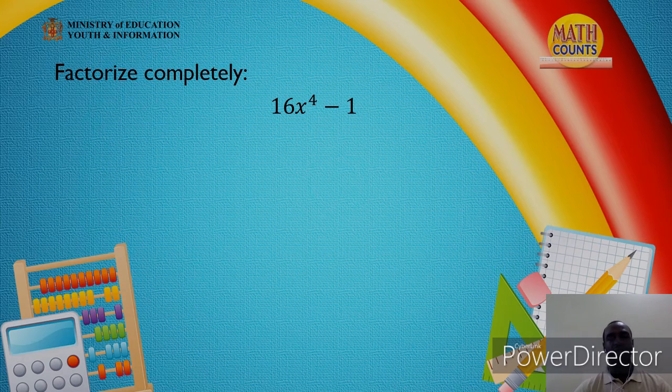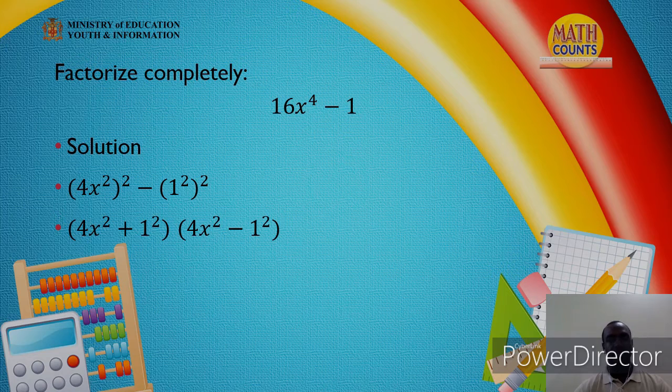Can this be written as difference of two squares? Very good. So we know that 4 times 4 is 16, and x squared times x squared gives you x raised to the 4th power. But what about the 1? So the 1 can be written as a power as well, because remember, no matter how many times you multiply 1 by itself, it will always be 1. Therefore, your difference of two squares will resemble this.